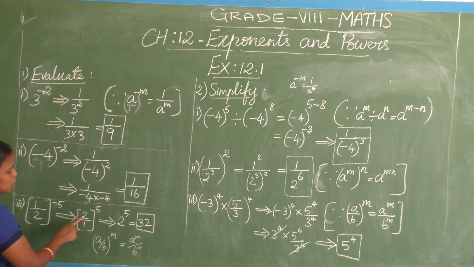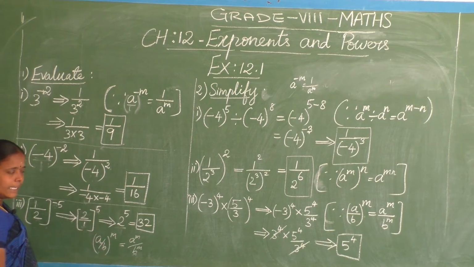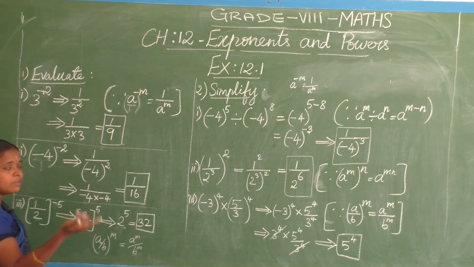Here A value is 2. So 2 power 5 by B value is 1. 1 power 5 nothing but 1 only, no need to enter. Clear children? So 2 by 1 the whole power 5 can be written as 2 power 5 by 1 power 5. 1 power 5 no need to enter because the value will always be 1 only. 1 into 1 five times, if you extend also in multiplication, it becomes 1 only. So I took directly 2 power 5.